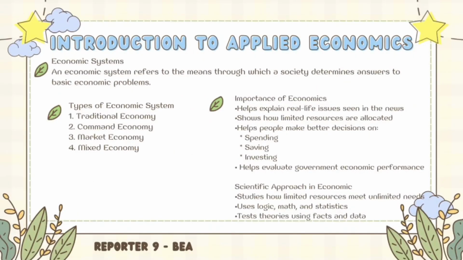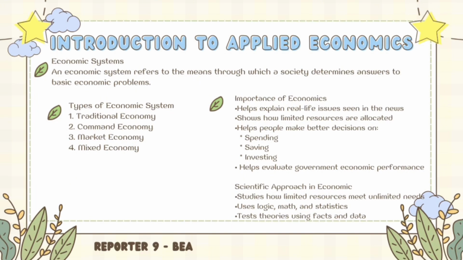Economic system. An economic system refers to the means through which society determines answers to the basic economic problems, like how society decides what to produce, how to produce, and for whom. So there are four types of economic system.